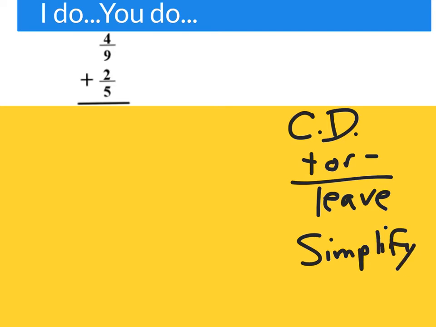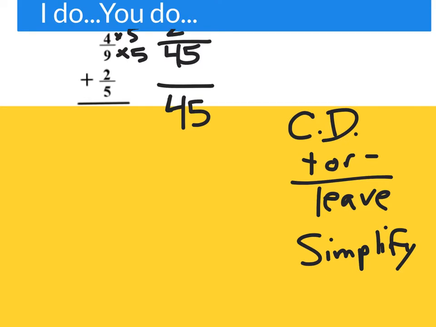I look at 9 and 5, and I need where they match up. They match up at 45, so I'm going to be working in 45ths here. I should have made this a little bit larger, I guess. Whatever I did to the bottom, I do to the top. So on this one, I took it times 5 to get it to be 45, and I take the top times 5 to make it into a 20.